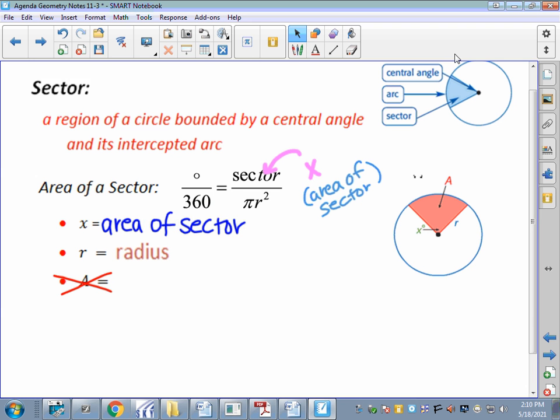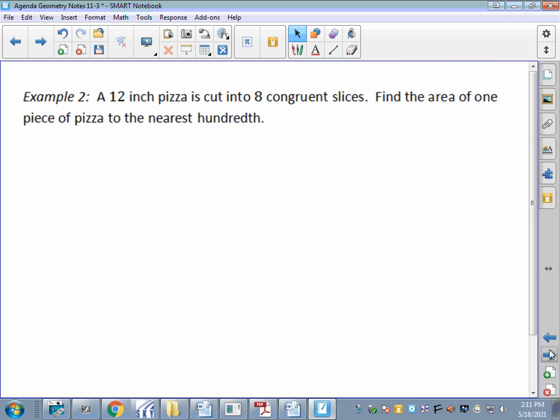So we do need to know the radius. We do need to know that central angle. Notice on this diagram, I have an x degrees right there. I need to know how many degrees out of 360 that sector is taking up. So let's do ourselves a little problem. It is not a diagram given.